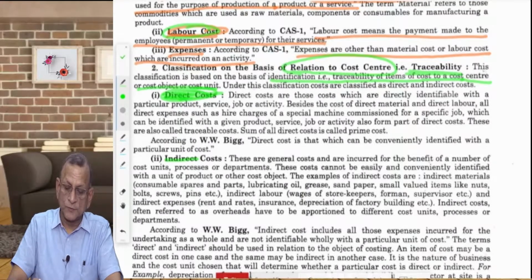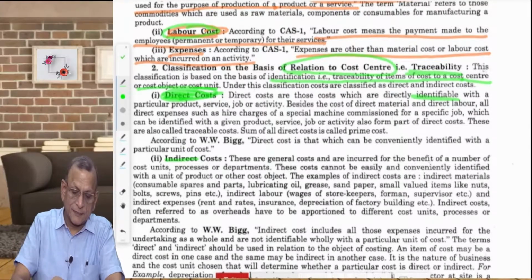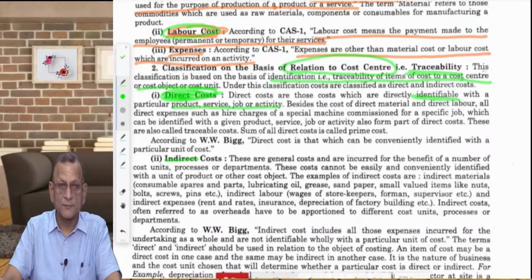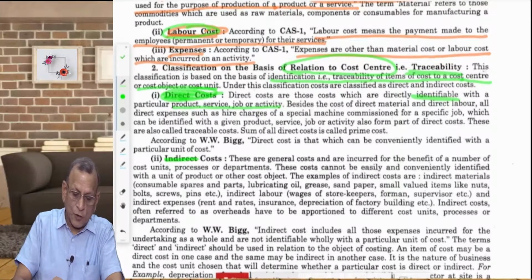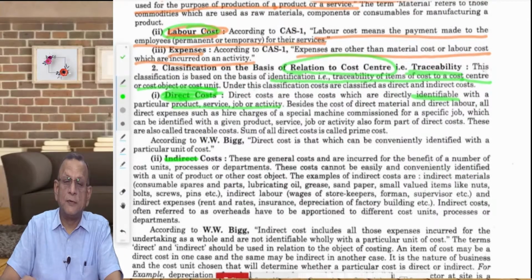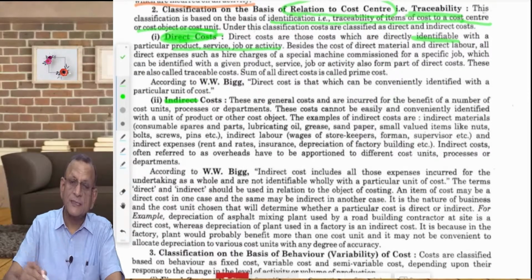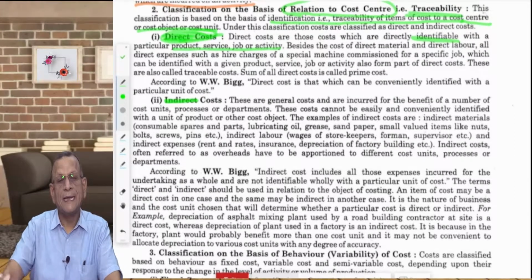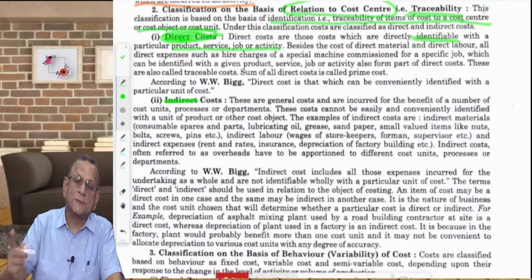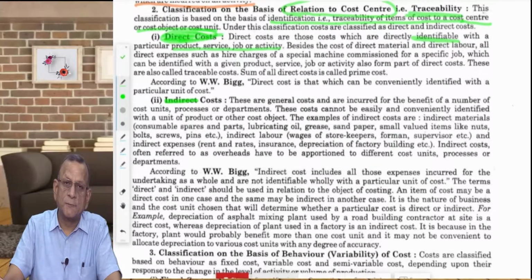Direct costs are those costs which are directly identifiable with a particular product, service, job or activity. Then what is indirect cost? Which is not identifiable directly to that product, unit, department, etc. These are the general costs. I am saying that this finishing department is working in one factory. Insurance of the factory, rent of the factory is indirect expenditure for this finishing department.